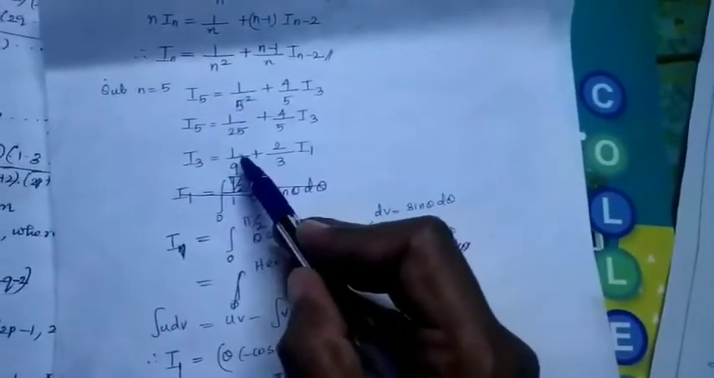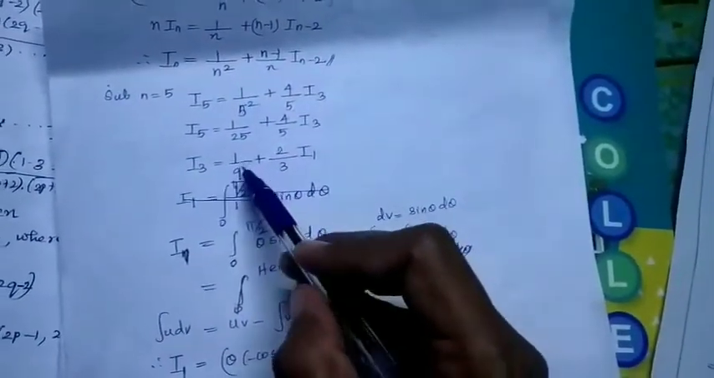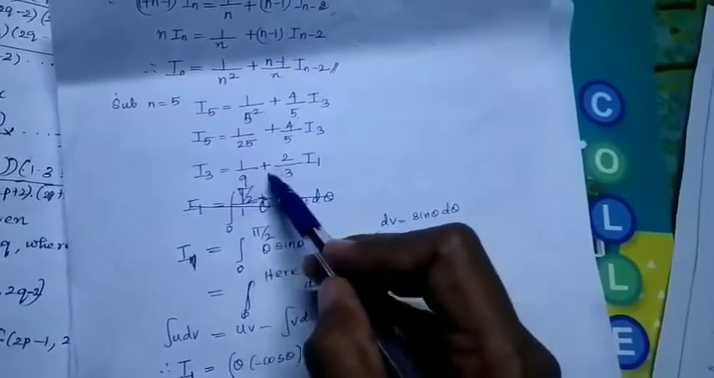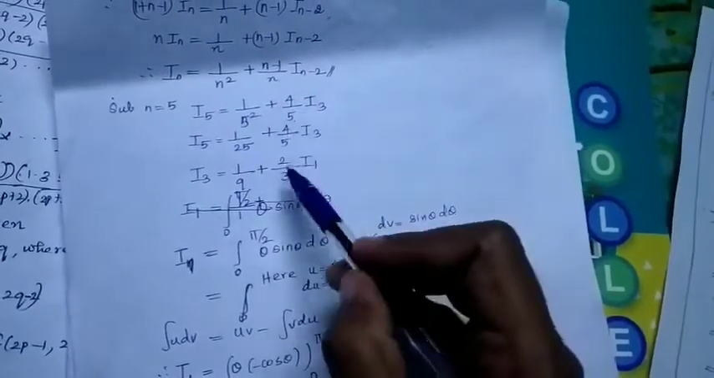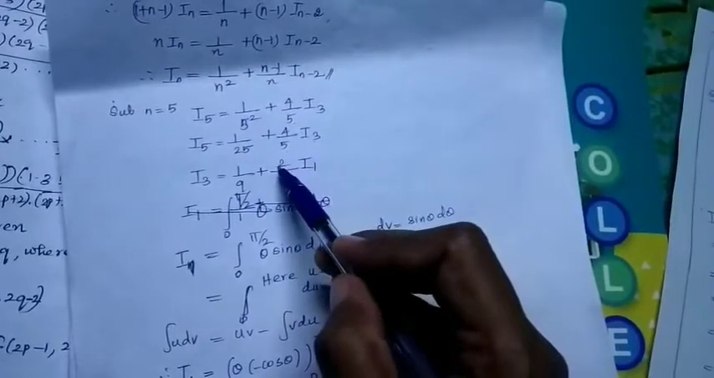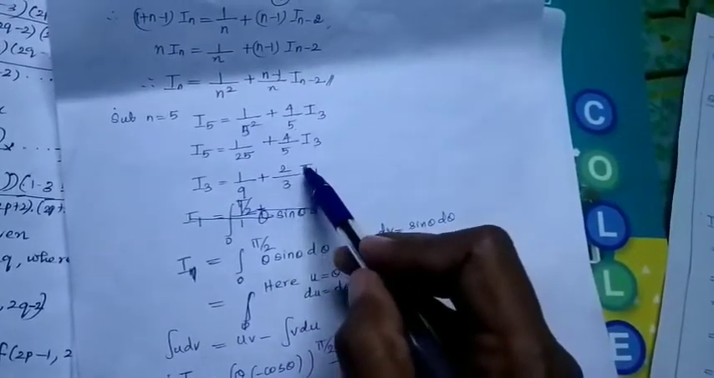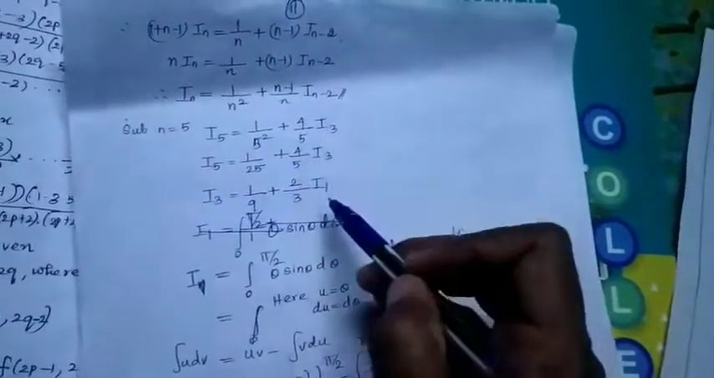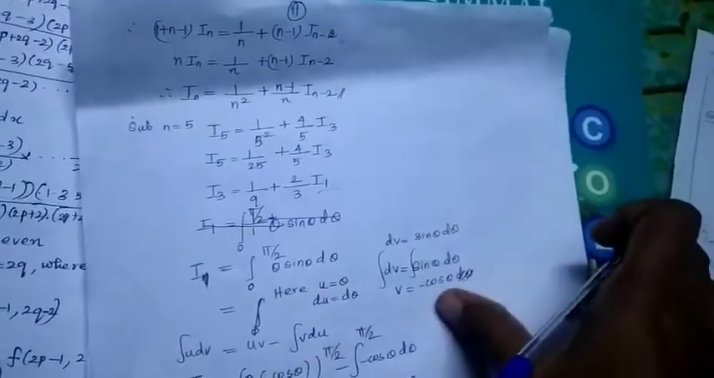What is I3? I3 value is 1 by n square, n square is 3 square, 9, plus 2 by 3. N minus 1 is 3 minus 1 is 2 by n, that is 3, into I n, 3 minus 2 is 1. That is I1. Now I want to find out what is I1.